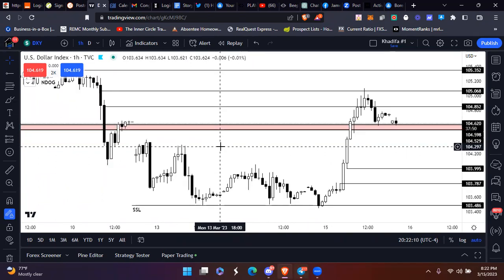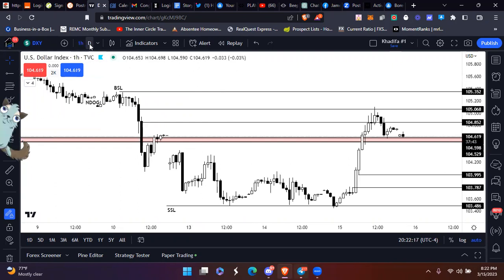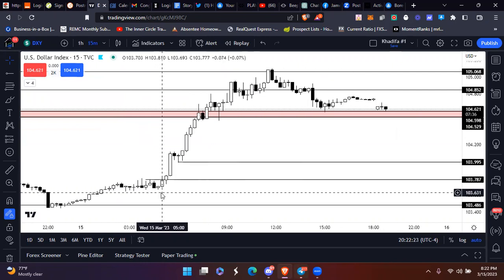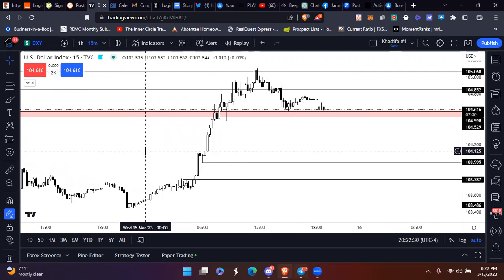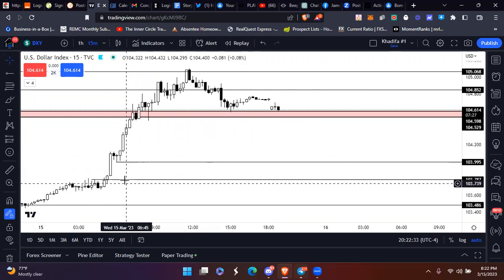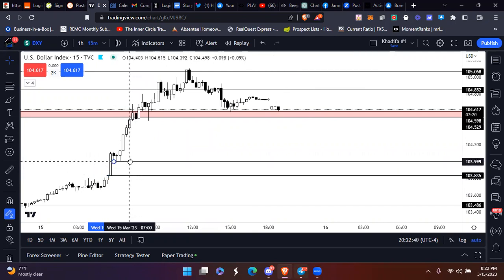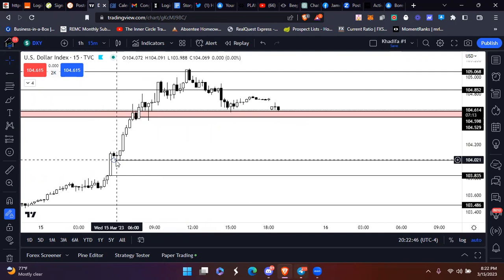Where can I example? Okay, so this would be a regular fair value gap, because here we see a candle came back down and pulled down inside of that fair value gap. So that is a regular fair value gap.